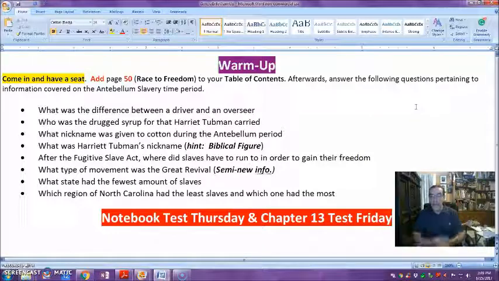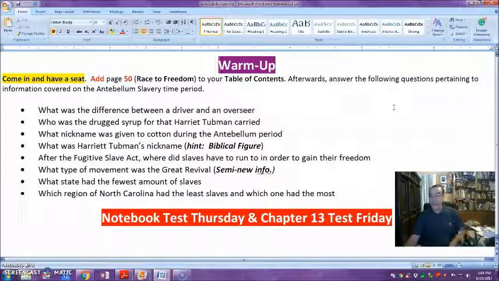So the warm-ups provide reinforcement of information and connection to other information, so the students not only know the information, but they understand how one event is connected to another event, which is part of the historical goals.